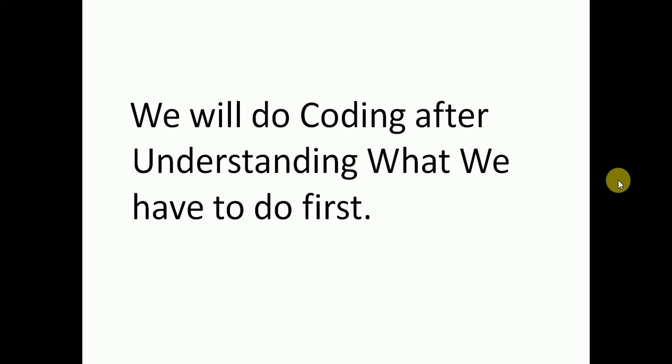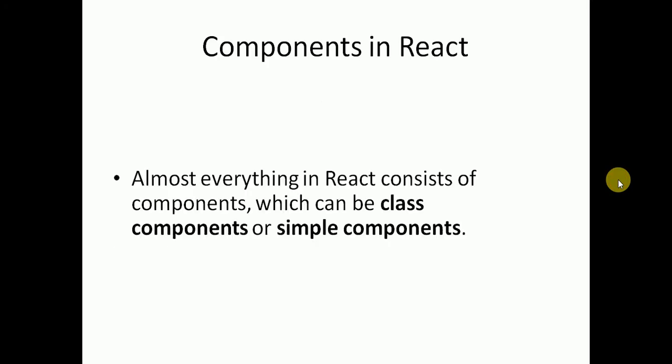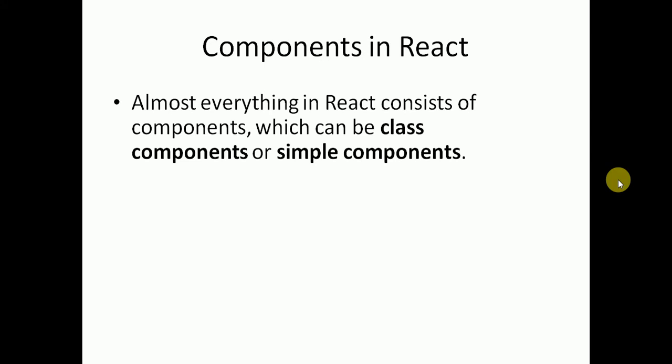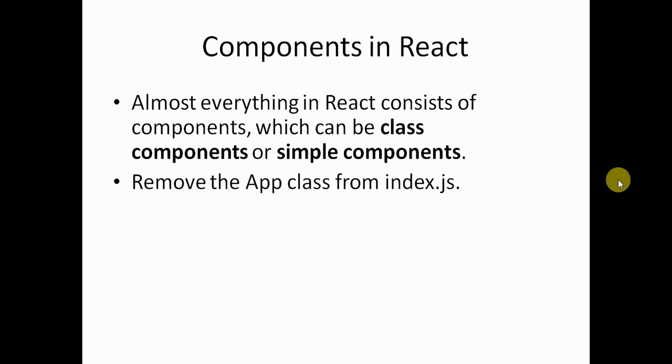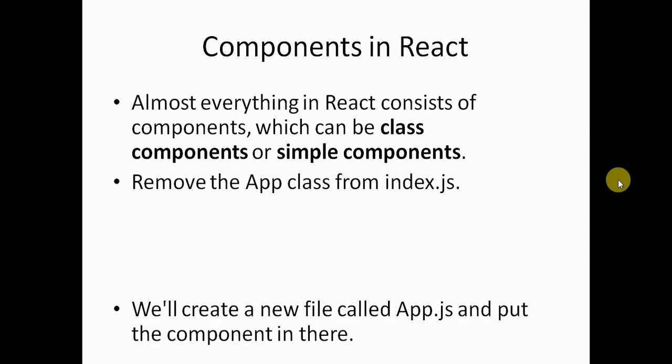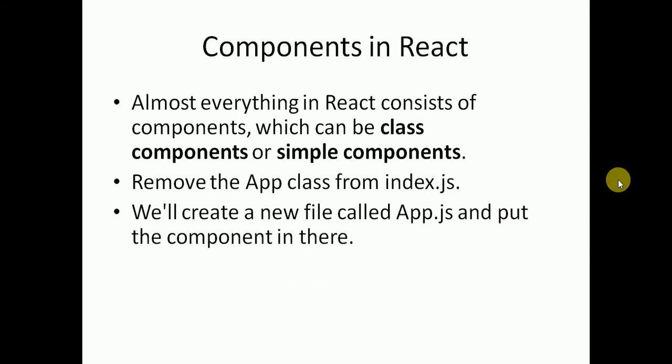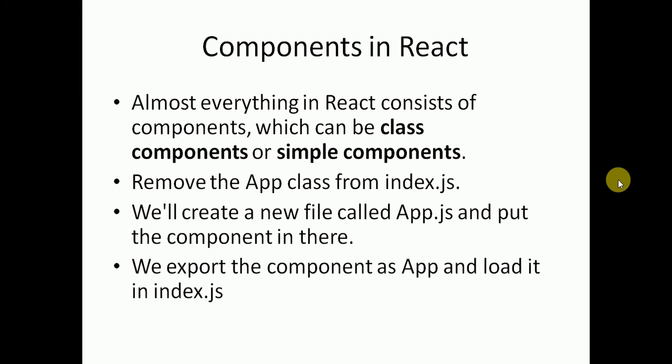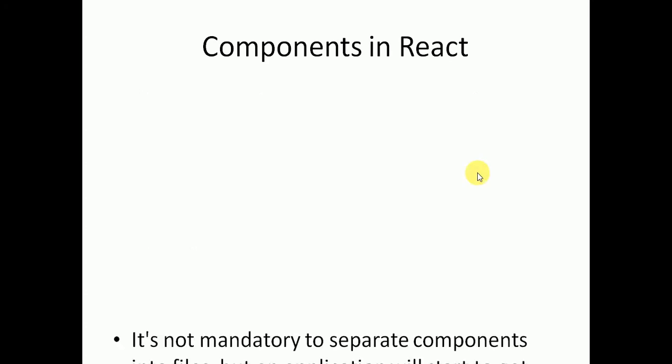We will do coding after understanding what we have to do first. Components in React. Almost everything in React consists of components, which can be class components or simple components. We have to remove the App class from index.js which we created earlier. We will create a new file called app.js and put the removed component in that. We export that component as App so that we can load it in the index.js file.